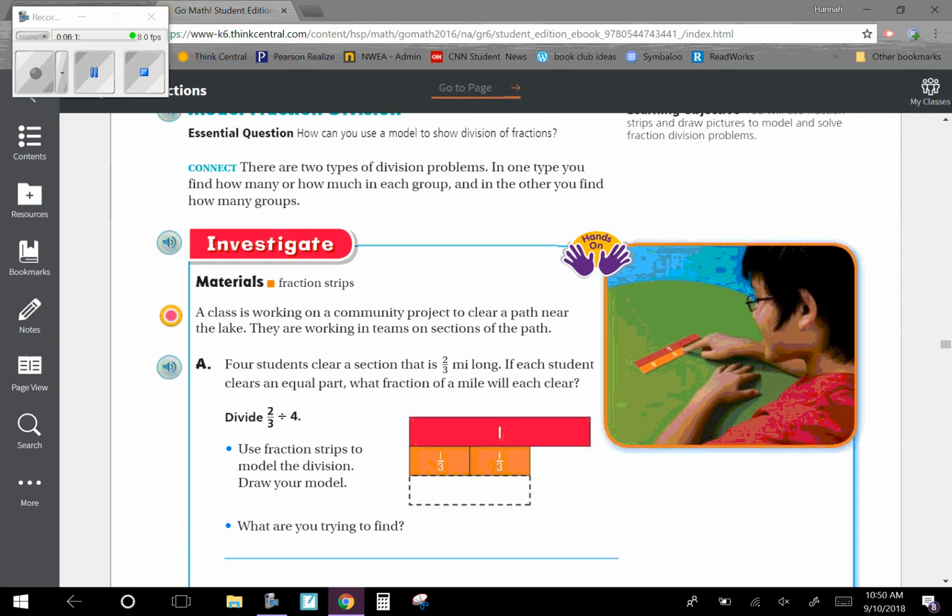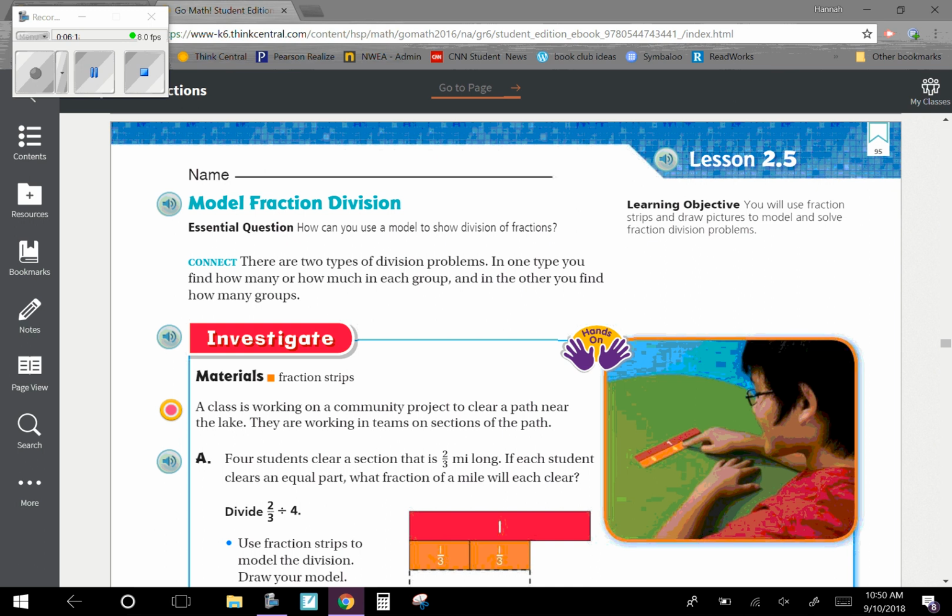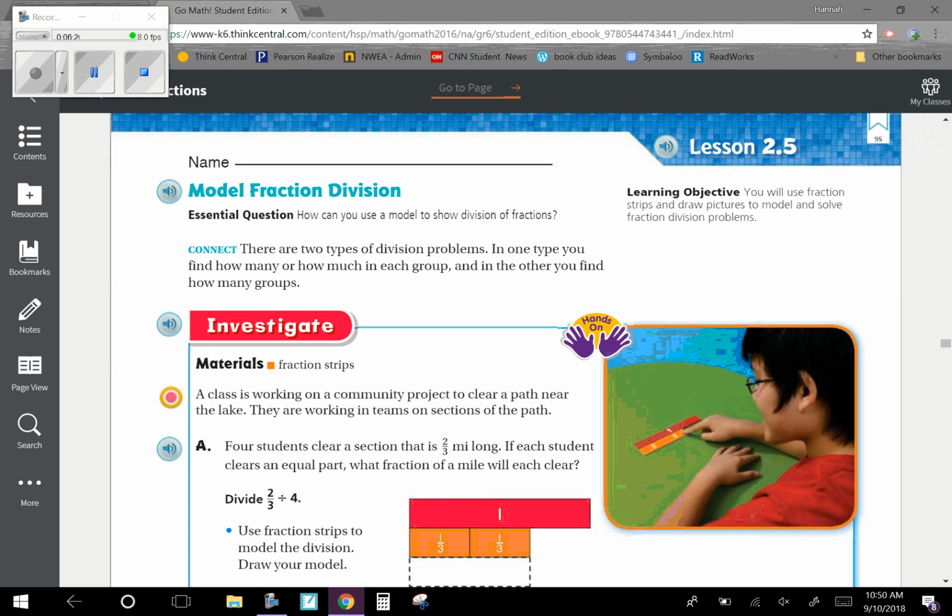If you have some questions when you're practicing this on your online practice, make sure that you raise your hand and ask your teacher so I can go over it with you again. Just remember to pay attention to what they're asking. That's the most important part. Again, our learning objective was that you will use fraction strips and draw pictures to model and solve fraction division problems.